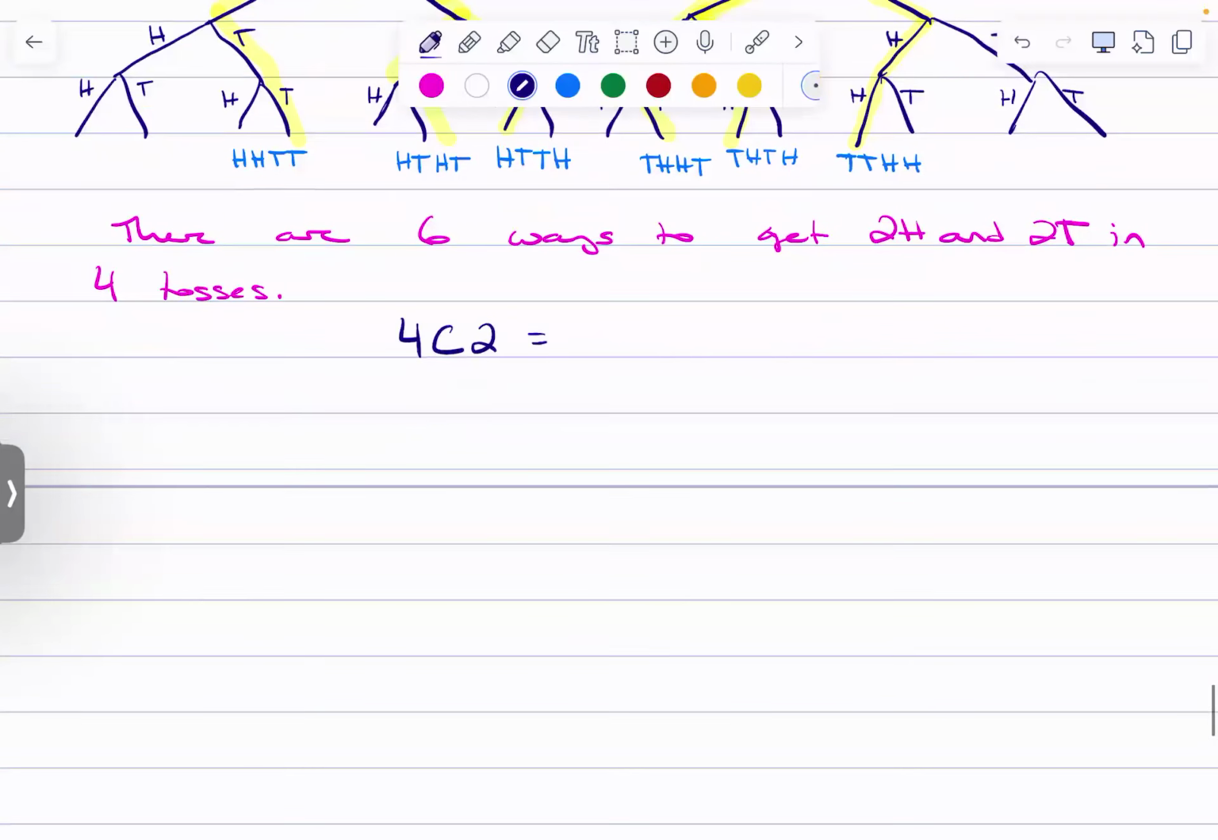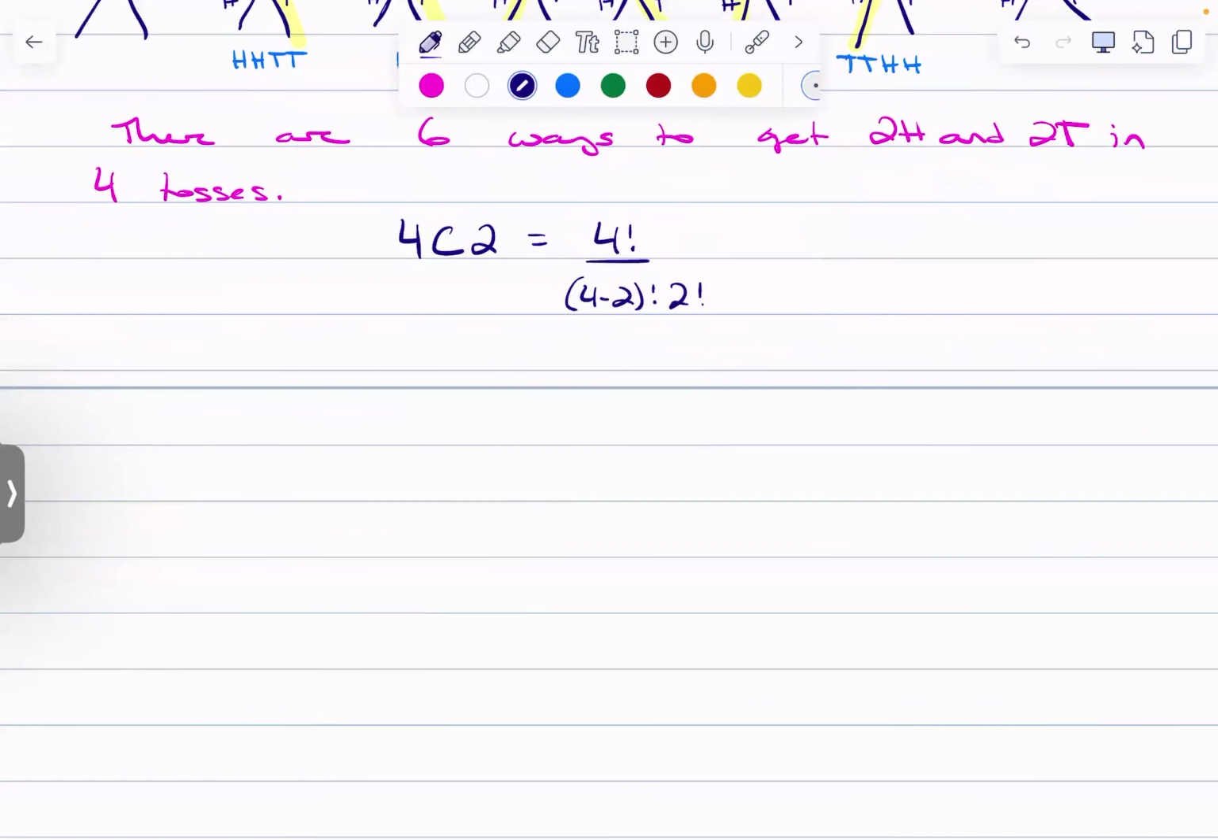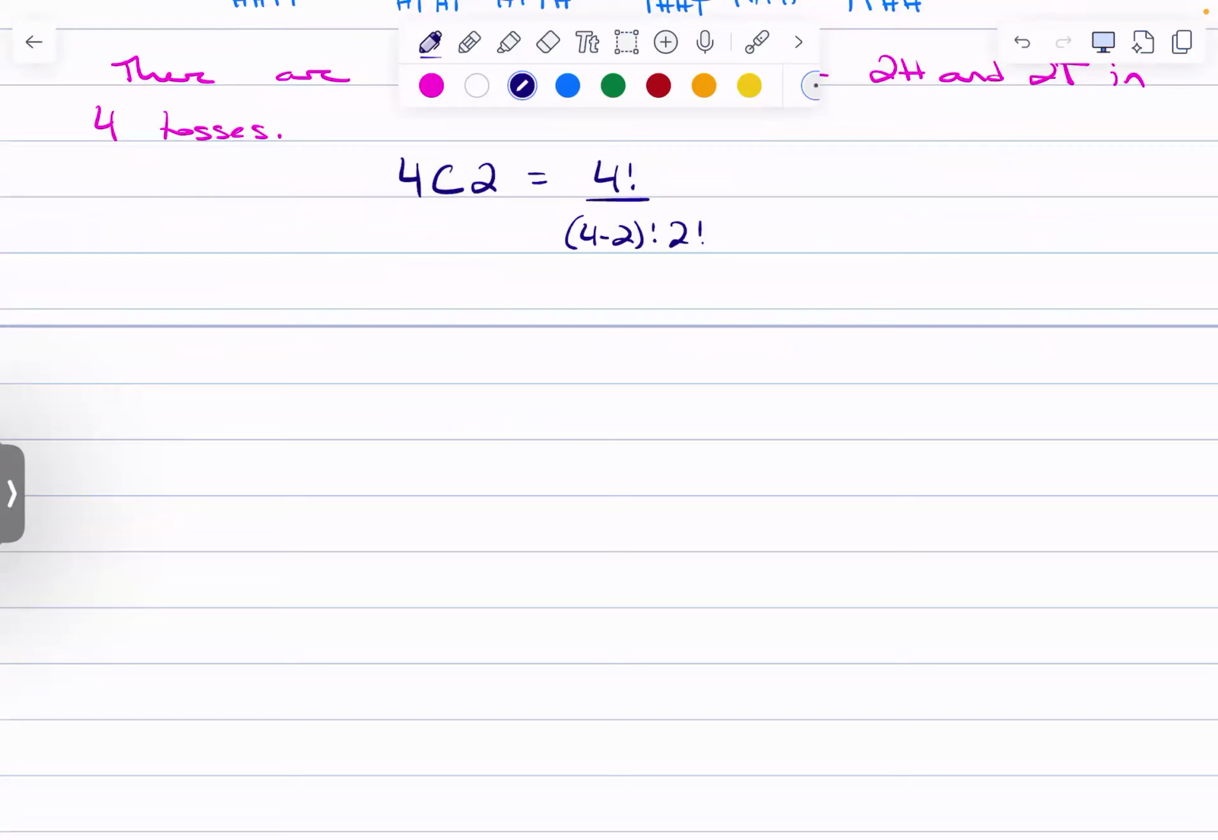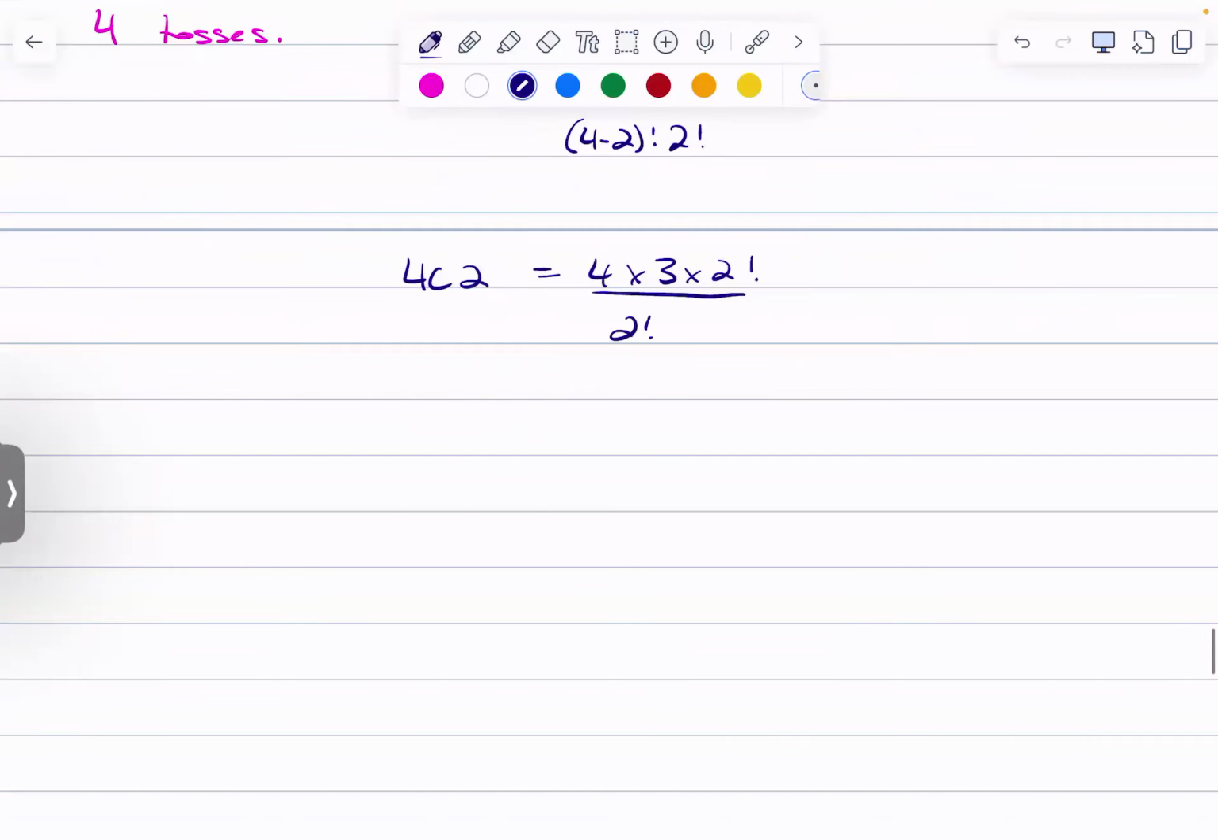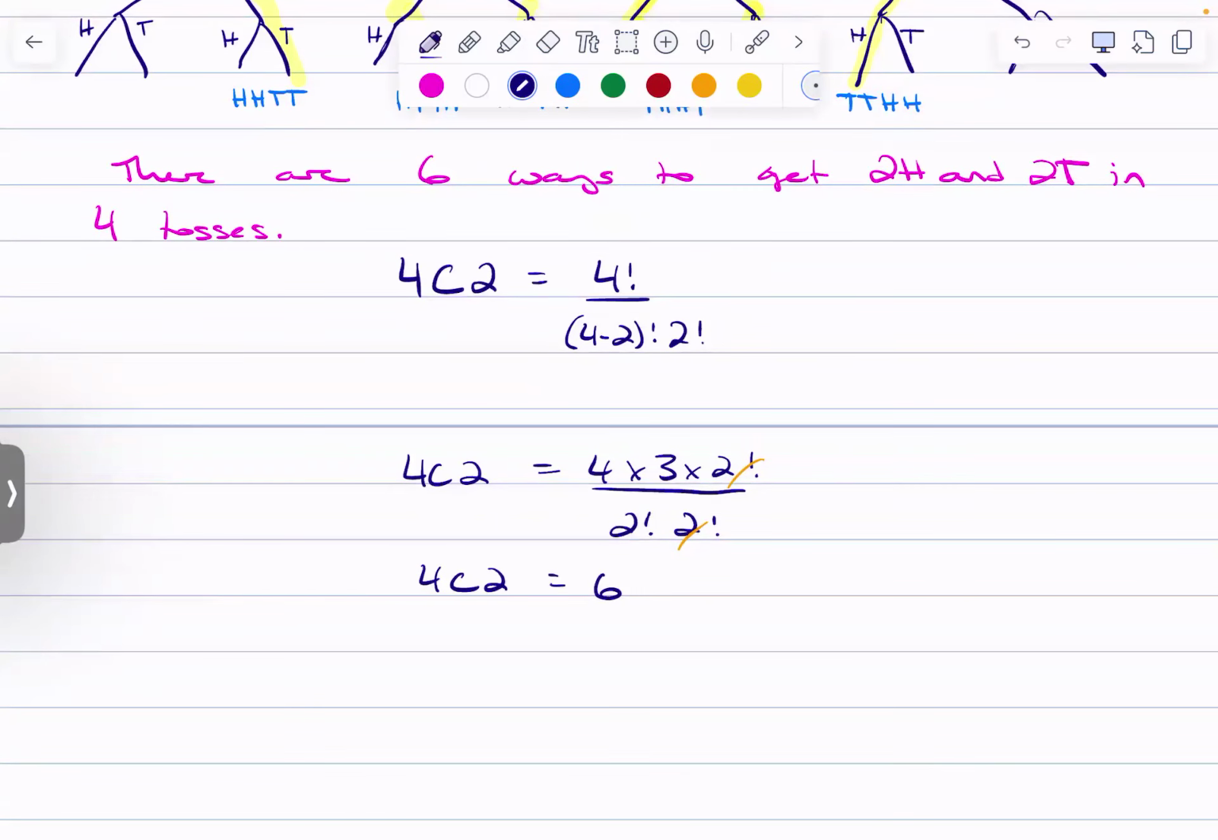So what if we did 4 choose 2, then I have 4 factorial over 4 minus 2 factorial, 2 factorial. I'll put it on this new page here. 4 choose 2 is 4 times 3 times 2 factorial divided by 2 factorial, 2 factorial. Those 2 are going to cancel, and I get 4 times 3 divided by 2, which, drum roll please, is 6. And so it is the choose function.